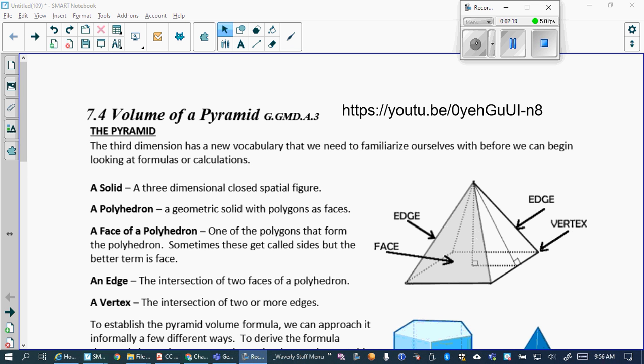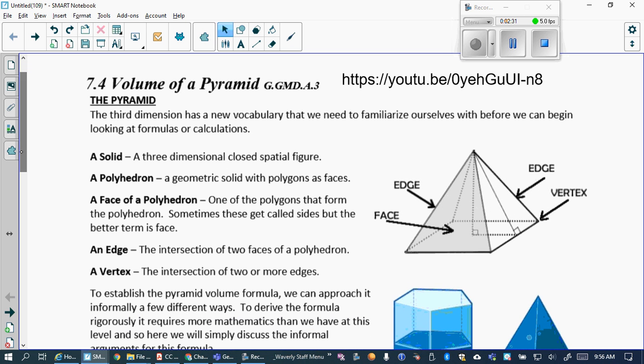Okay, so as you can see, it takes 3 of these pyramids to fill, or have the same volume as, a prism of the same height and base area. And again, we have parts here of the pyramid. It's a solid, right? We know what faces and edges are, right? And this top part here is a vertex, but we often will call it the apex. It's the top of it.